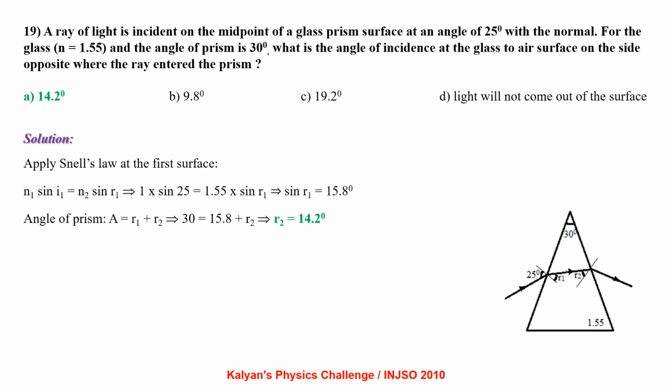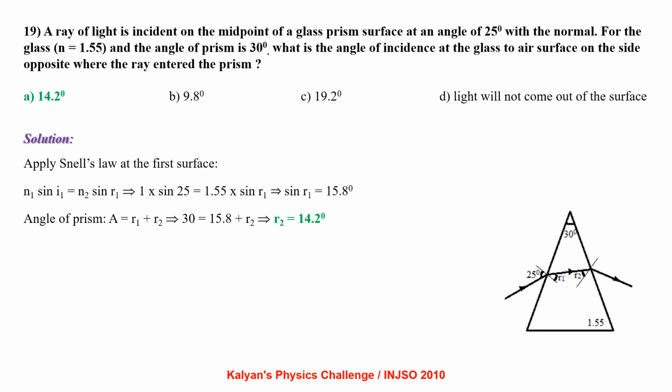A ray of light is incident on the midpoint of a glass prism surface at an angle of 25 degrees with the normal. For the glass, n equals 1.55 and the angle of prism is 30 degrees. What is the angle of incidence at the glass to air surface on the side opposite where the ray entered the prism? See the diagram, all the angles are marked there.